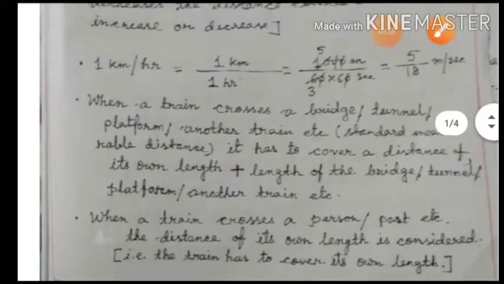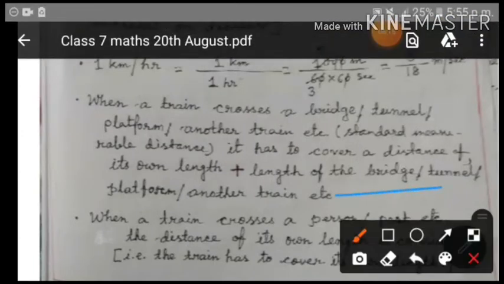Next point, let us read. When a train crosses a bridge or a tunnel or platform or any other train, it has to cover a distance of its own length plus the length of the bridge or tunnel, platform or another train, etc. I am giving an example with the train and platform. Suppose this is the train moving and here is the platform. Say the train has come and reached the platform and it will move in this direction.